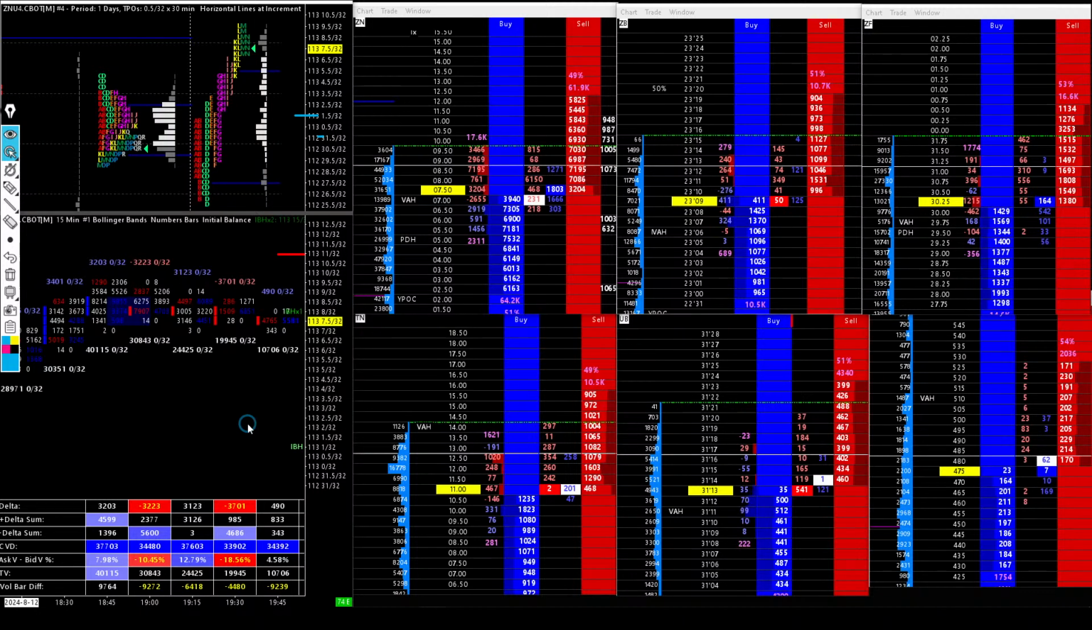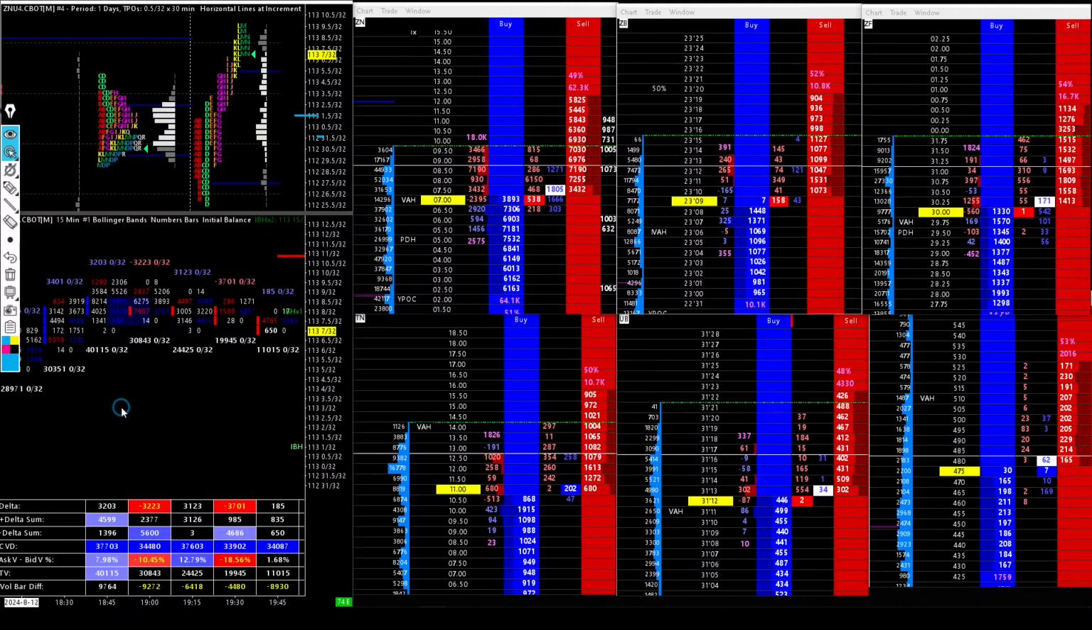Very, very typically, say you've got like a 50-minute candle that's got like 15,000 volume or something. This is treasuries, right? So it's different for ES. That's not going to be enough for a breakout.